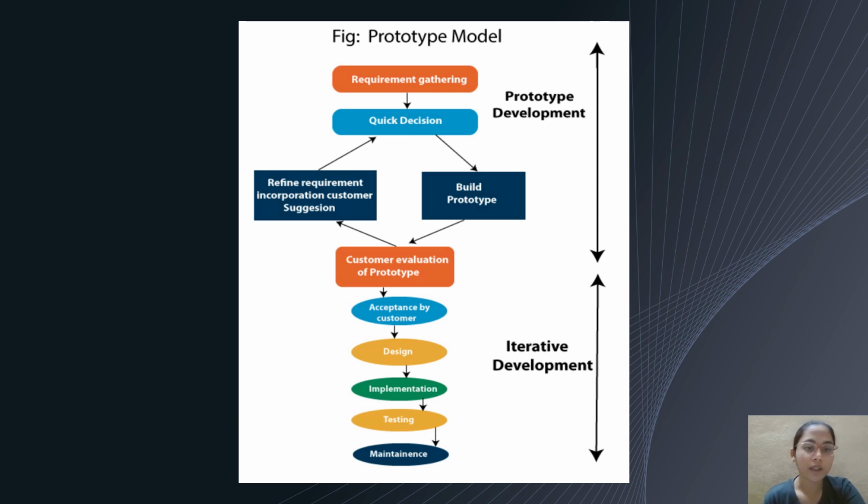After completing this, the product is deployed, thoroughly tested, and it goes to the quick decision. In quick decision, again it will go through the same process, go to build prototype, and then to the customer evaluation. If the customer evaluation is satisfied, it goes to the design. It will design the actual product based on the requirements given by the clients, implement it, test it, run it, and it will be deployed and maintained.